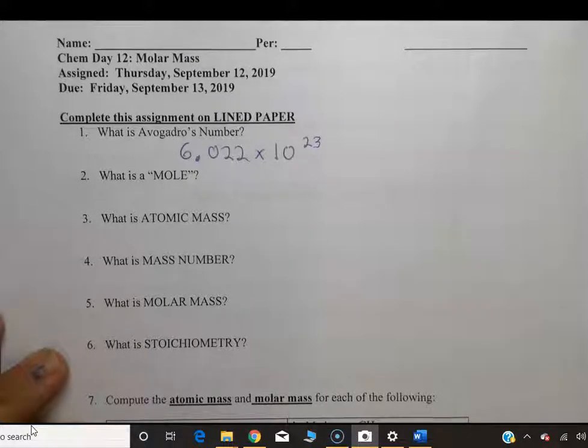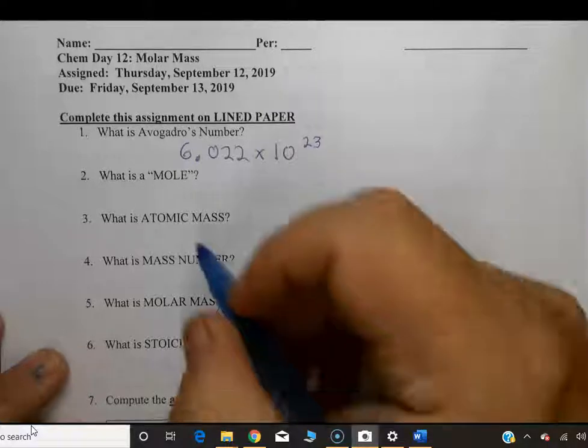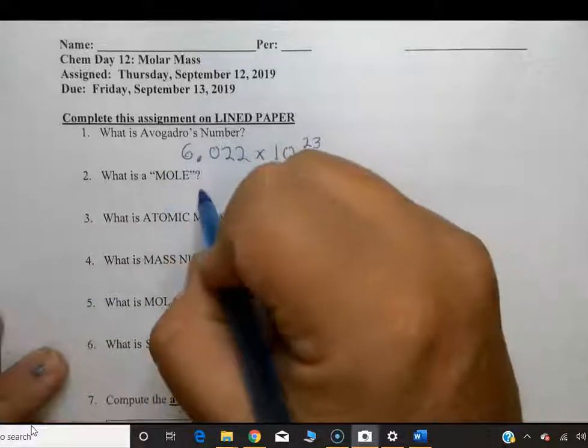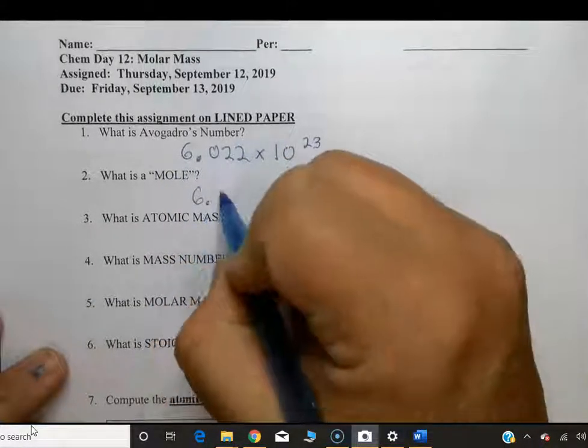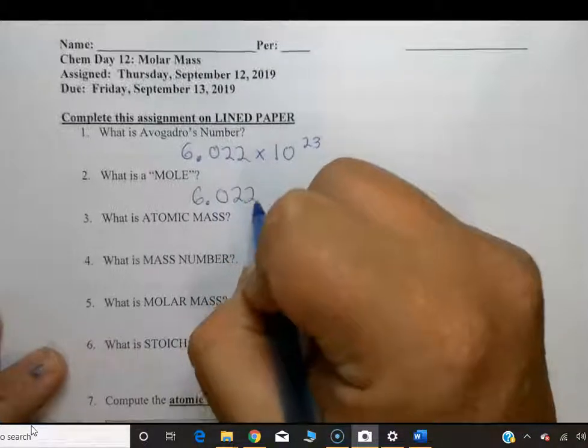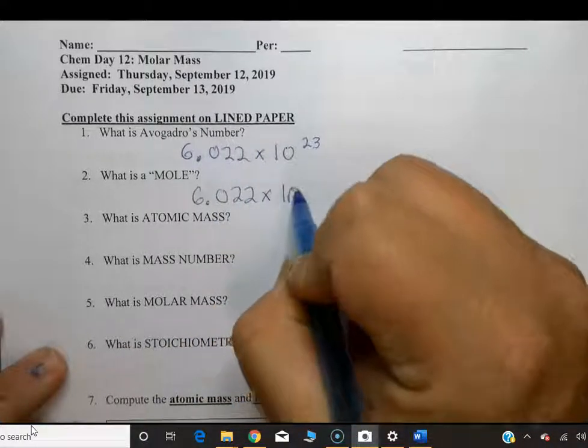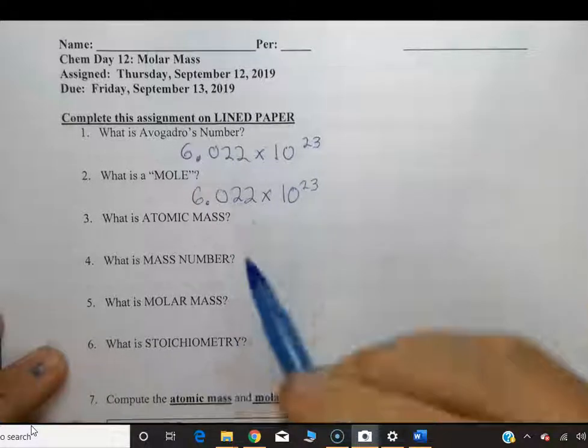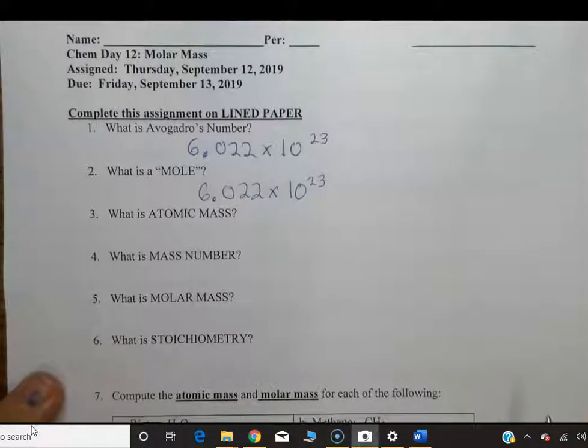Now, when you're doing chemical calculations, you don't say you use Avogadro's number. You refer to it as a mole. And so what is a mole? It's Avogadro's number. It's the same thing. Okay, again, I'm just giving you some basic definitions to start you off.